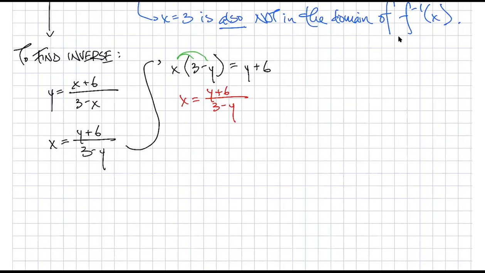So instead of panicking, we are going to do what Christina said. We're going to distribute that x. We're going to take that left-hand side and make it messier, and then it will get better. So we'll get 3x minus xy equals y plus 6, okay? What do we do from there?